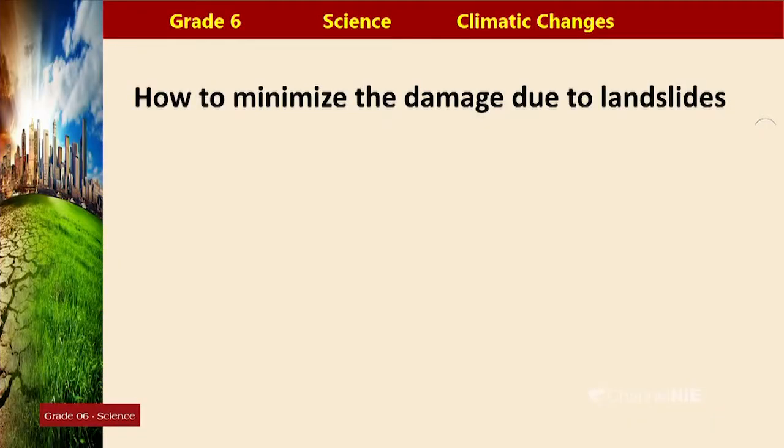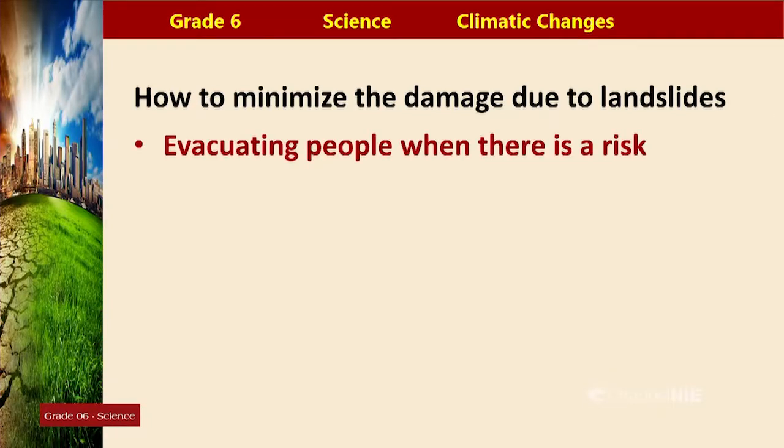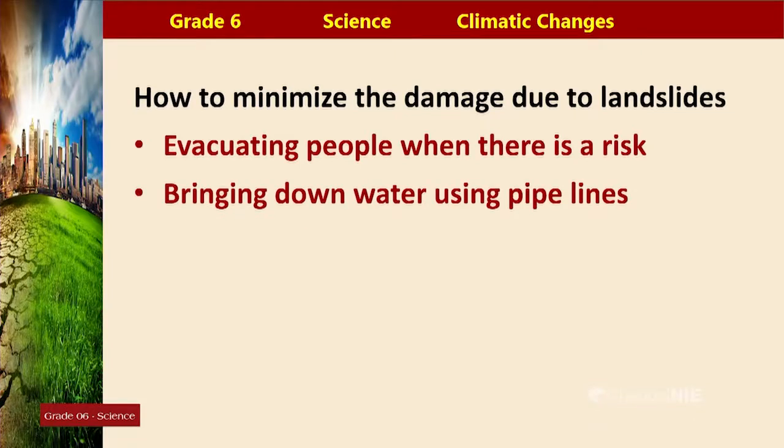What can we do to minimize the damage due to landslide? We can't prevent landslide, children, but we can take action to minimize the damage due to landslide. Evacuating people when there is a risk. Whenever there is a risk of a landslide, we can make the people move away from that place so that the loss of life can be prevented. Bringing down water using pipelines. Whenever water is collected in higher areas and if it drains down, the landslide occurs. This water can be brought down using pipelines.